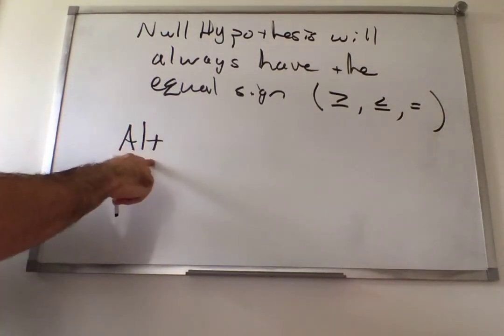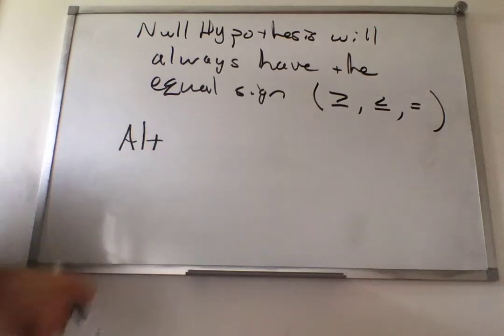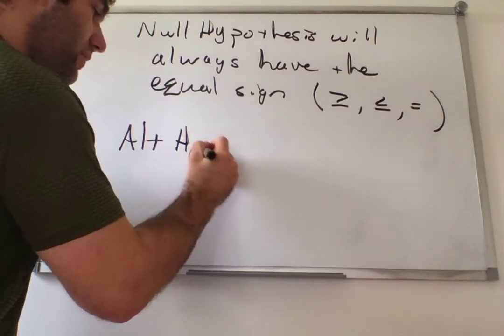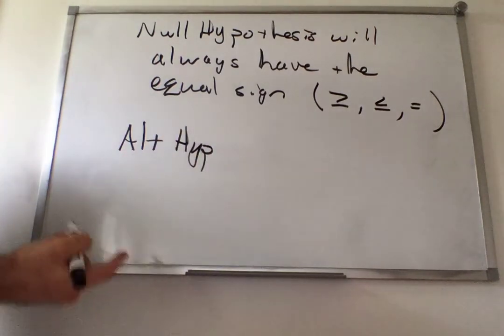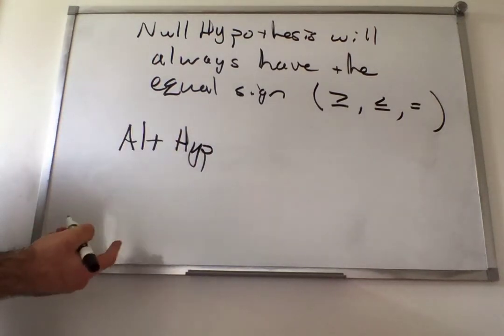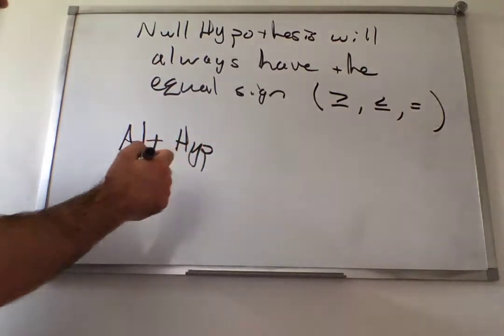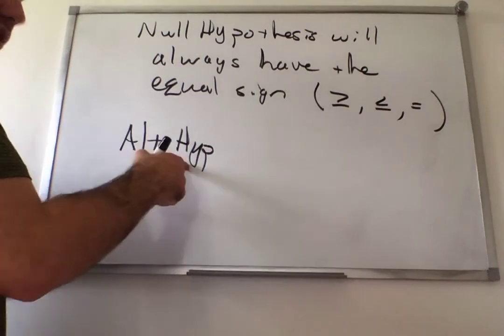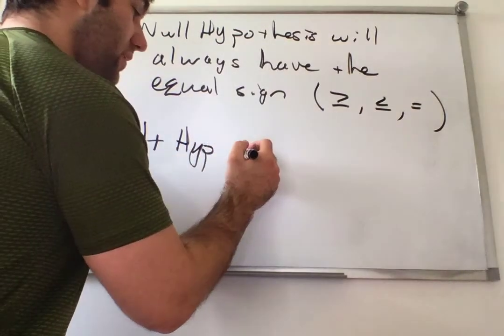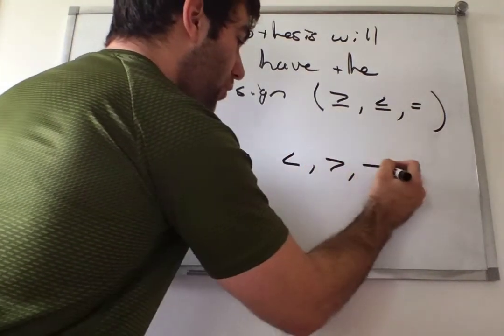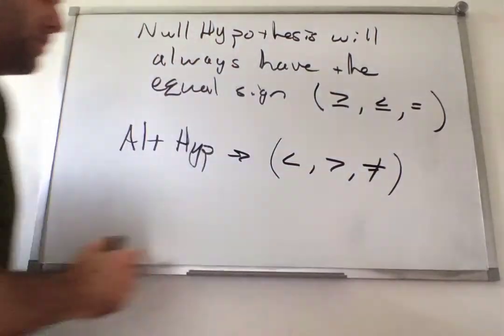Alt for alternative hypothesis, so you don't have to keep writing alternative every time. HYP, short for alternative hypothesis. You could write this. I'm fine with this if you write this on the test. We're actually just going to write H naught and HA. Now these ones are always the less than, greater than, or not equal to.